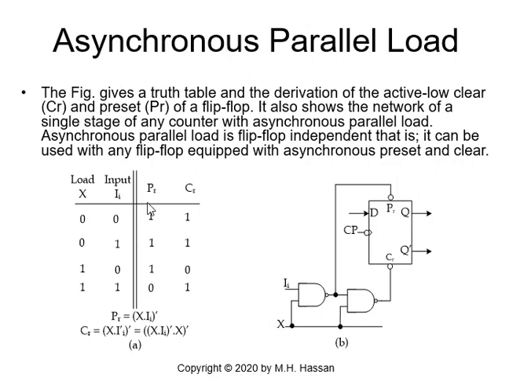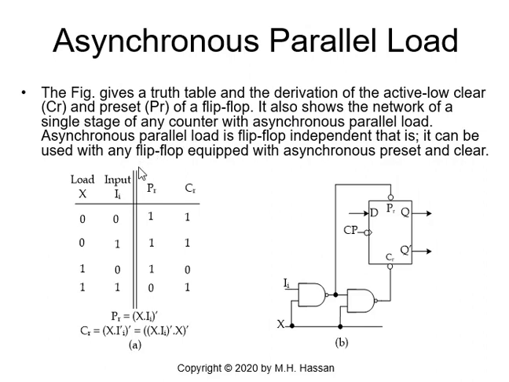The truth table for the preset and the clear is quite simple. The figure gives the truth table and derivation of the active low clear CR and the active low preset PR of any flip-flop. It also shows the network of a single stage of any counter with asynchronous parallel load. Asynchronous parallel load is flip-flop independent, that is, it can be used with any flip-flop equipped with asynchronous preset and clear, as long as they are active low.